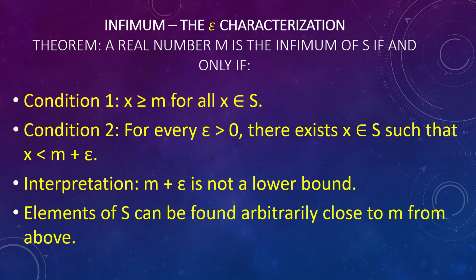In other words, elements of the set can come arbitrarily close to M from above. This shows that M is the greatest among all lower bounds. Any attempt to move above M, even by a very small amount, fails.